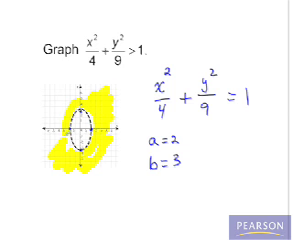So all points outside the ellipse, not even counting the points on the ellipse, any point that we have shaded makes our inequality a true statement.